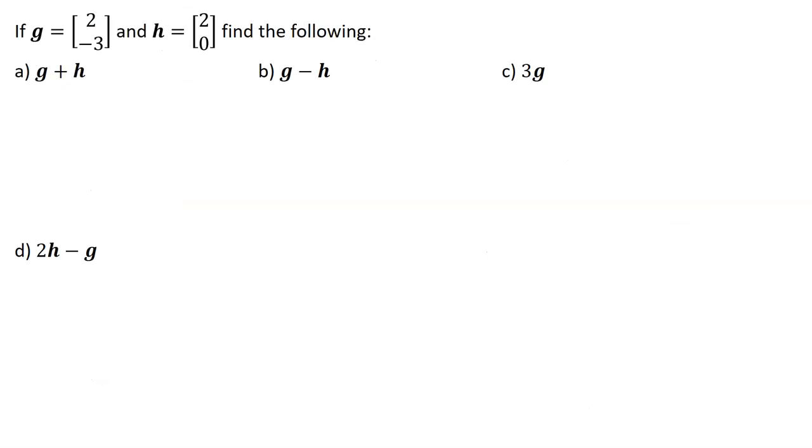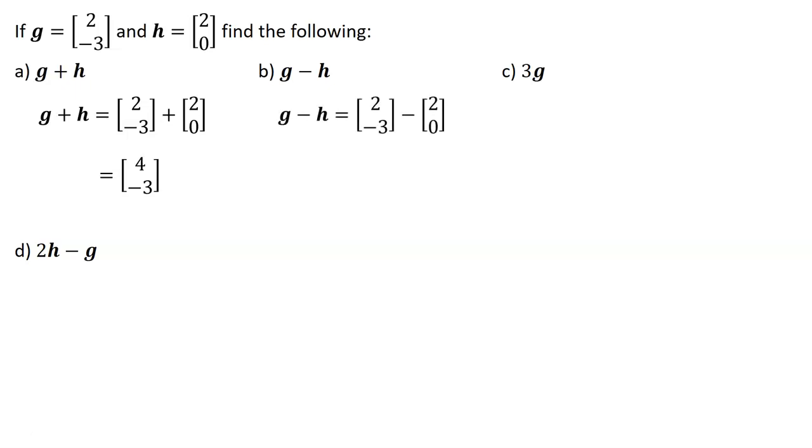Let's have a look at some examples of vector arithmetic then. So I've got my two column vectors g and h there. What happens when I add them together? So I just add the horizontal movements and add the vertical movements together. So 2 plus 2 is 4, -3 plus 0, -3.